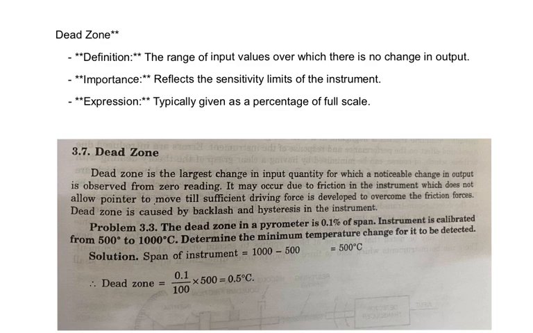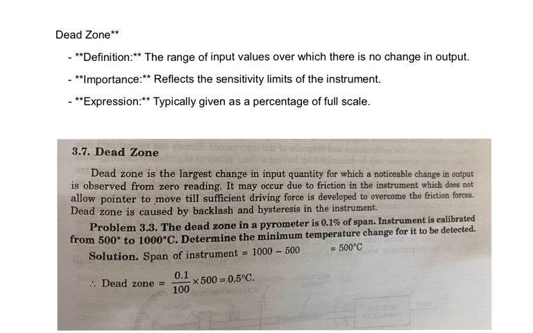Dead zone in a pyrometer is 0.1% of span. The instrument is calibrated from 500 to 1000 centigrade. Determine the minimum temperature change for it to be detected. The span of the instrument is equal to 1000 minus 500, that is equal to 500 degrees centigrade. The dead zone is equal to 0.1 divided by 100 into 500, that is nothing but 0.5 degrees centigrade.